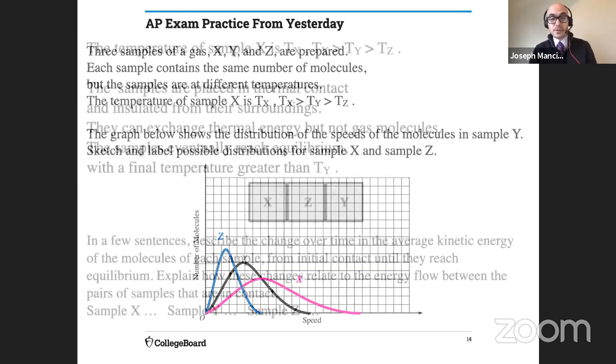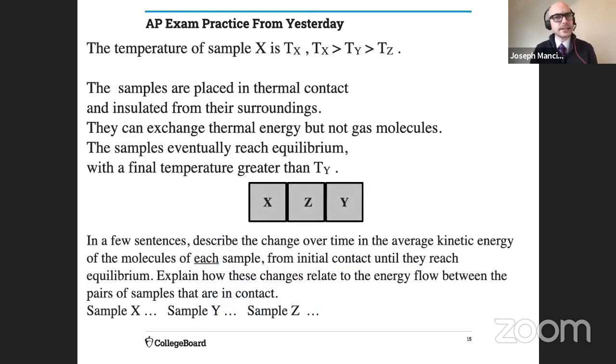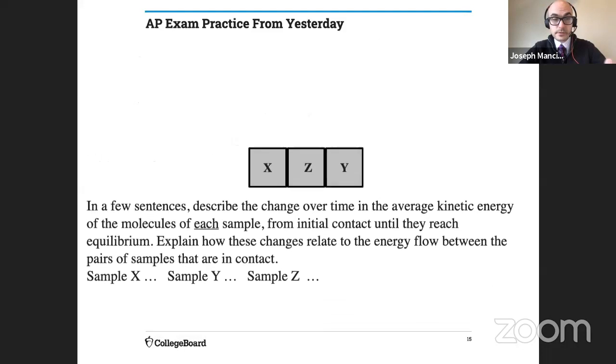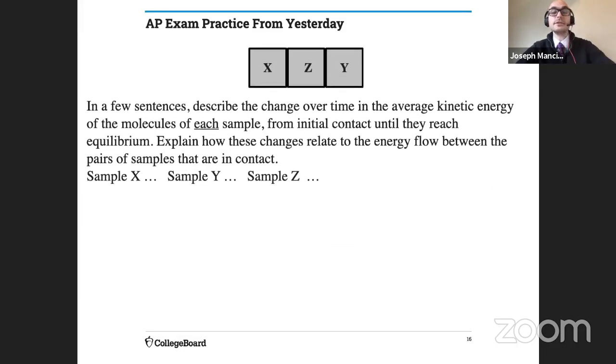All right, the samples are placed in thermal contact and insulated from their surroundings. They're just touching each other. Your job is to explain how energy flows between those samples, and discuss the changes in the kinetic energy in each of those materials, in sample X, sample Y, and sample Z.